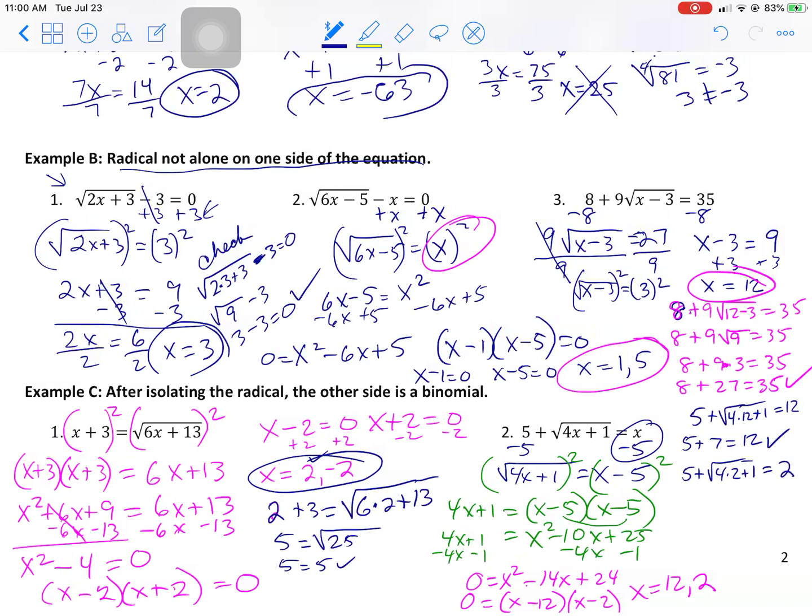It's really important when you're checking to put those numbers back in correctly. You don't want to mess up the check thinking you have an extraneous solution when you don't. Okay, so make sure you're putting those back in correctly. 5 plus the square root of 8 plus 1 is 9, the square root of 9 is 3. And that doesn't work. That doesn't equal that. So that's not the right answer. So all we have is x equals 12 for that one. Okay?